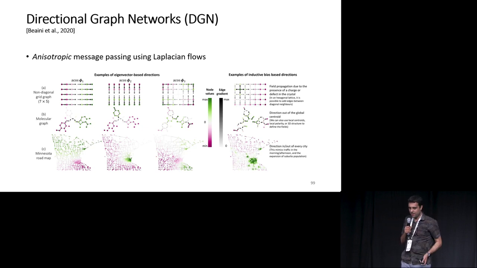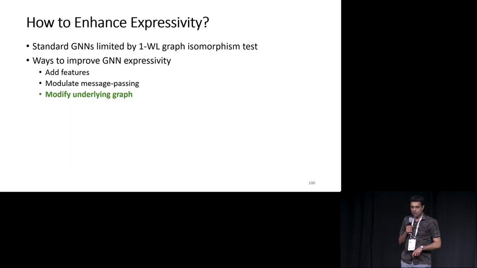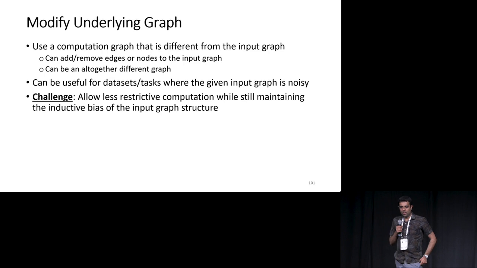There's also directional graph networks. Again, they do some anisotropic message passing, but they use Laplacian flows to guide the direction of the message passing. Okay, and then the final approach is to modify the underlying graph, okay? So use a computation graph that is different from the input graph. So, we talked about graph transformers. You can view graph transformers as an example of this approach.